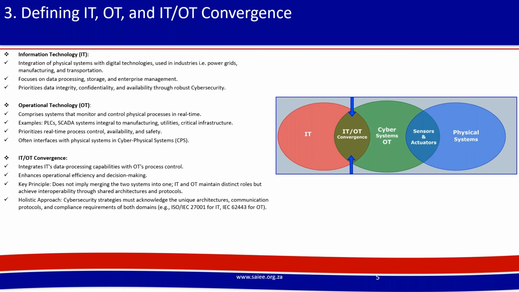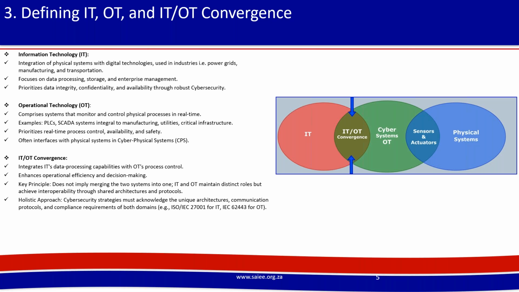Okay. To fully appreciate IT-OT convergence, we must first clearly define these two distinct domains. Information technology, or IT, is what most of us are familiar with. Just about everything we do in a company is IT related. It's about managing data, processing, storing, and ensuring its integrity, confidentiality, and availability. We can think of enterprise networks, email systems, and business applications. Just about everything the company does resides on the IT side.